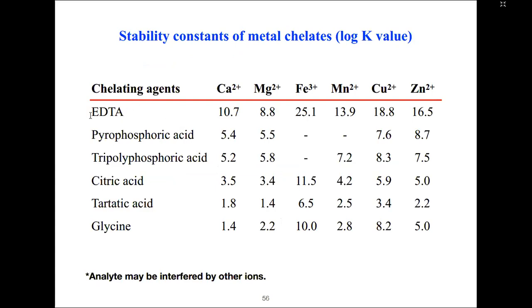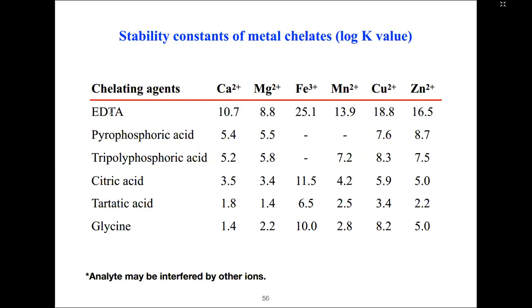For example, here is EDTA, and these are some of the ions shown here: calcium 2 plus, magnesium 2 plus, iron 3 plus, Mn 2 plus, copper 2 plus, zinc 2 plus. So EDTA can form a complex with any of these ions. However, the strength of that complex is defined by the stability constant. The value given here is the stability constant. The greater the value, the more stable the complex. For EDTA, the largest value is 25.1, so it combines best with iron 3 plus. And it forms the less stable complex with magnesium 2 plus, for these given metal ions.